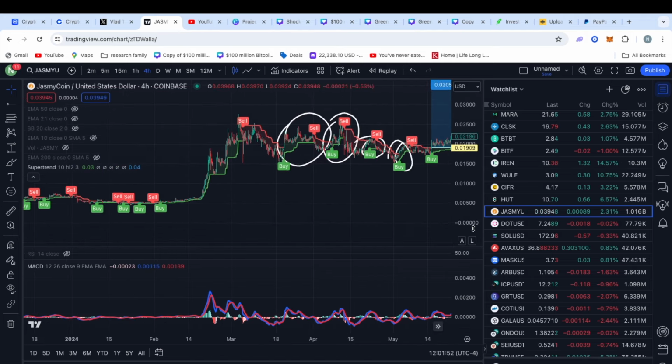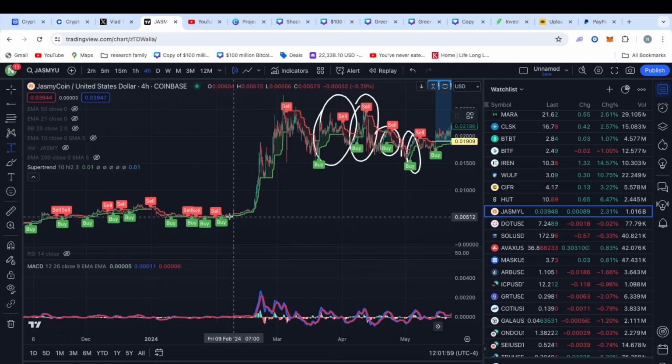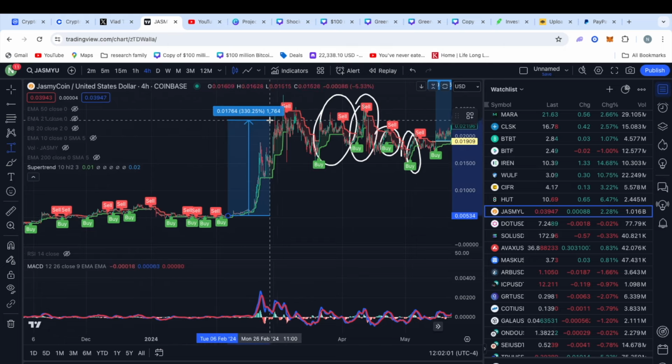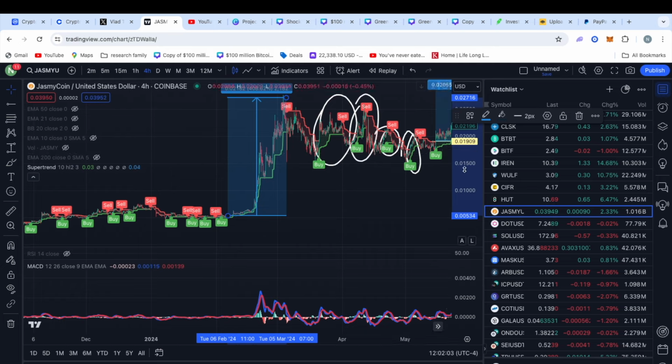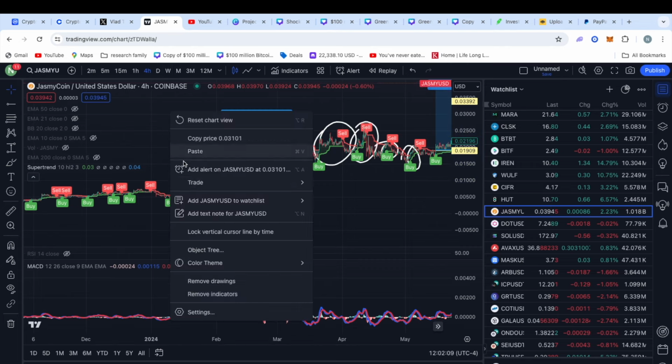And the last time we had a move of that magnitude was right here. Again, a lot of fake outs, but when you do capture a real one, this was almost a 400% move. So this is the super trend on the 4 hour time frame.